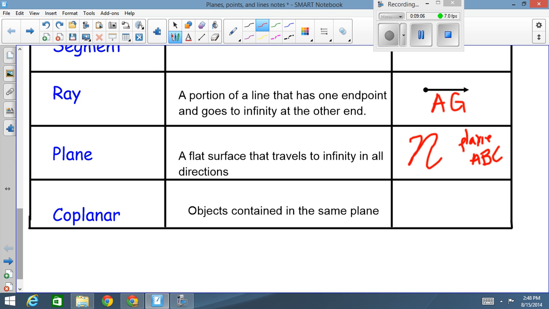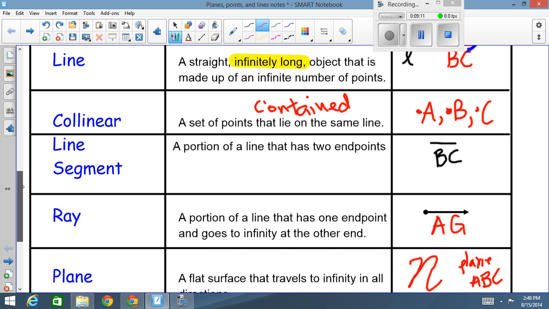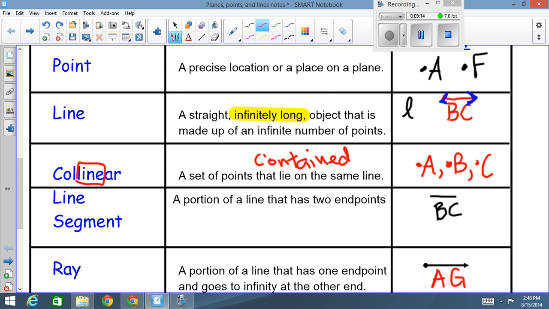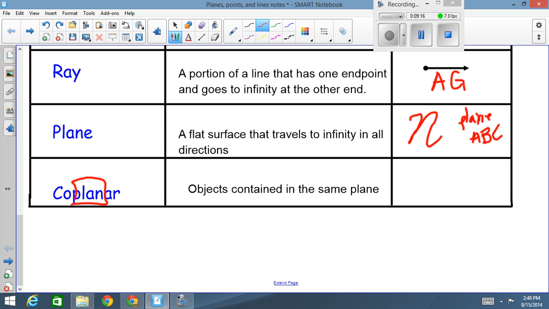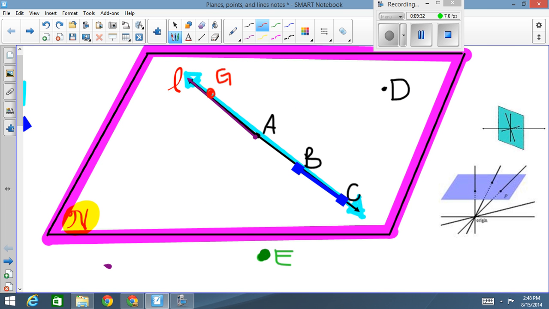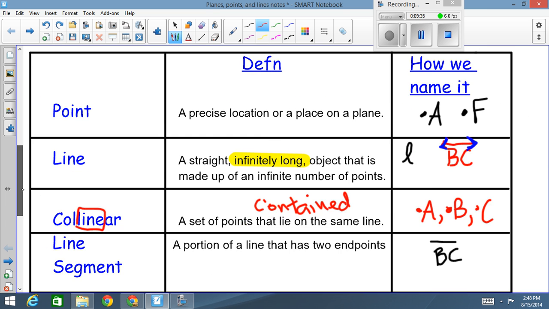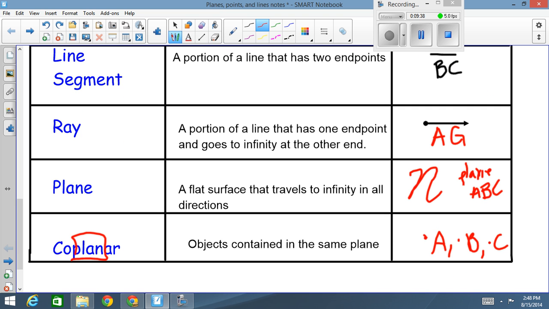Lastly, coplanar is just like collinear, but you have the word plane right in there, just like collinear has the word line right in there. Coplanar are objects that are contained in the same plane. So in that case, you would just be listing those objects. Like, for instance, point A, point B, and point C all fell on this plane, and point D as well. So we could also put point D. Those are some basics of naming points, lines, and planes.